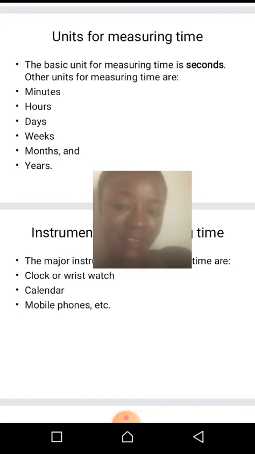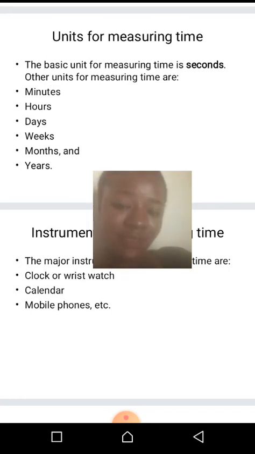Okay, I'll take it again. 60 seconds make 1 minute. 60 minutes make 1 hour. 24 hours make 1 day. 7 days make 1 week. 4 weeks make 1 month. 12 months make 1 year. 10 years make 1 decade. 100 years make 1 century. Now, if you are able to learn this, I tell you, anything about time will be so simple.